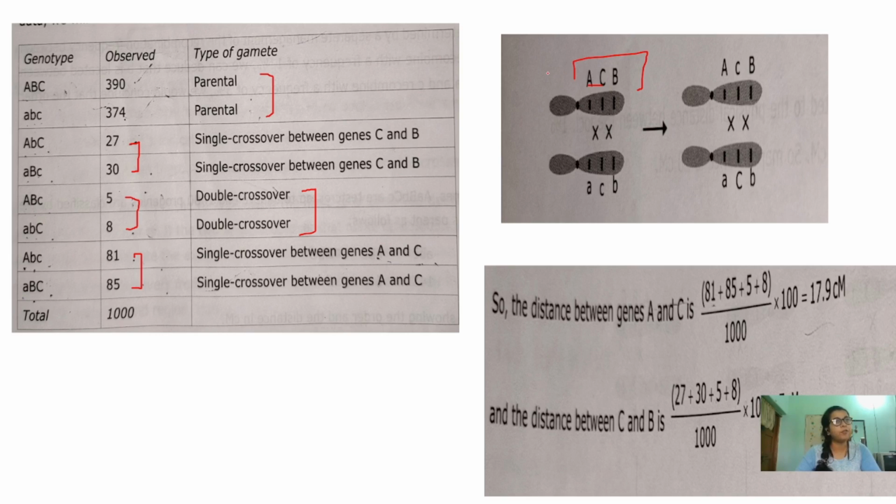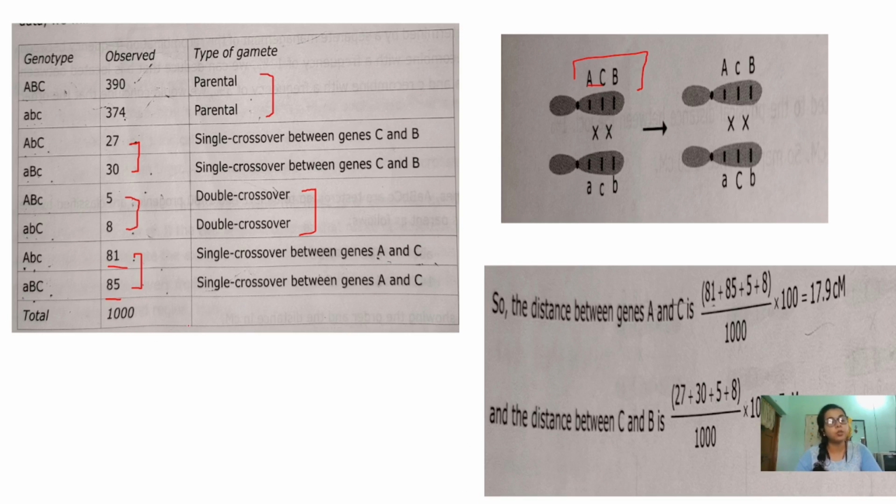Next, after finding the gene order, you will find the distance between A and C. To find it, you need to add single crossover 1, that is 81, 85, plus the double crossover also, because whether you take single crossover 1 or 2, you need to add the double crossover. Divided by the total number of progeny, as the formula says, into 100, we get the result 17.9. That is the distance between A and C.